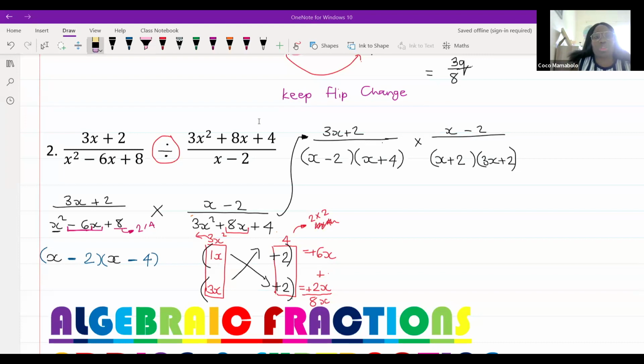Now let's go back to our fractions over here. Do we now see anything top and bottom that can cancel? Yes, good. What do we see? Amanda says x minus 2.